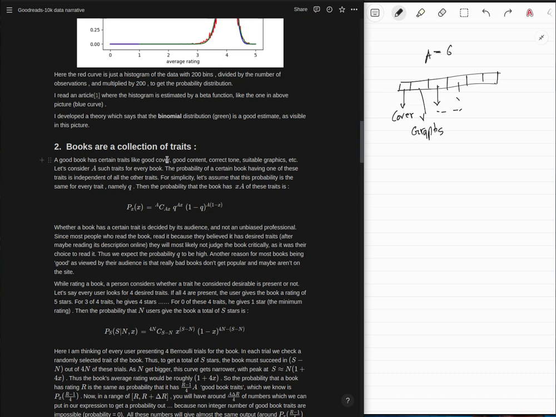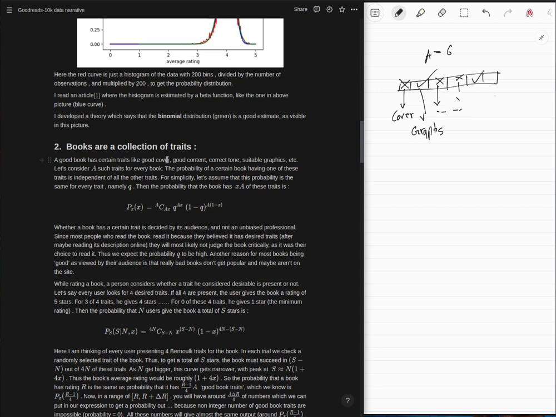So for every trait, you have a probability of it either happening or not happening in a certain book. For our case, we'll just assume that these probabilities are all equal and equal to Q. So there's Q probability that you will have a good cover, and there's 1 minus Q probability that you will not have a good cover, right? So you will have a list of crosses and corrects, something like that.